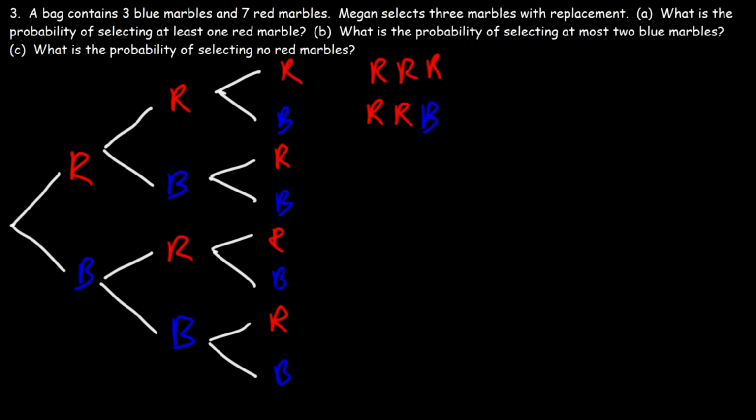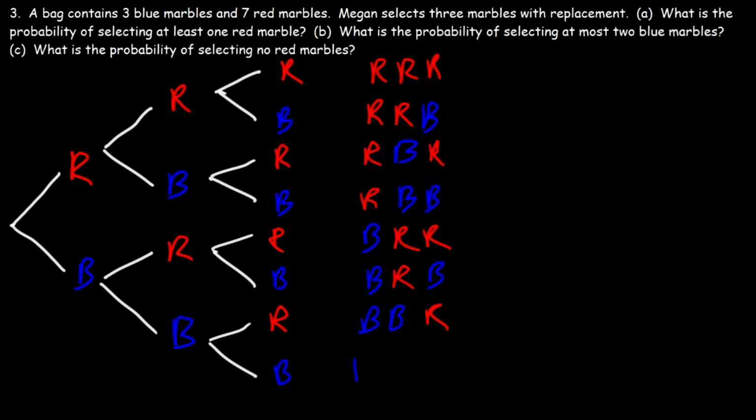The next one is going to be R, B, R. And then the fourth option is R, B, B, and then the fifth option is B, R, R, and then it's B, R, B, and then we have B, B, R, and finally the last option, B, B, B. So we have 8 different outcomes.